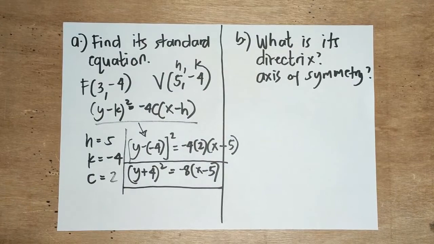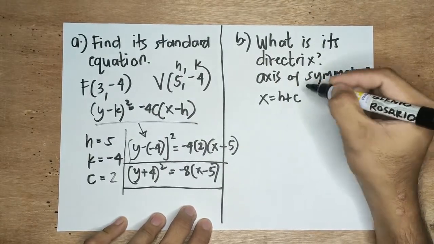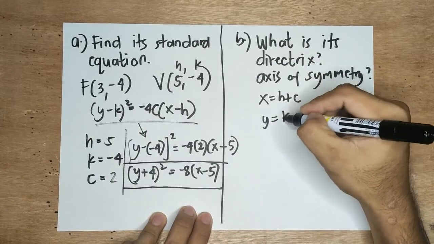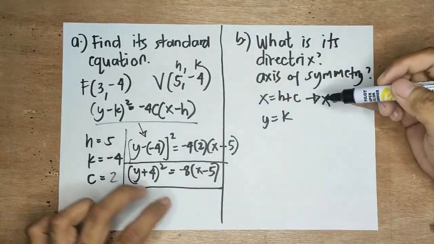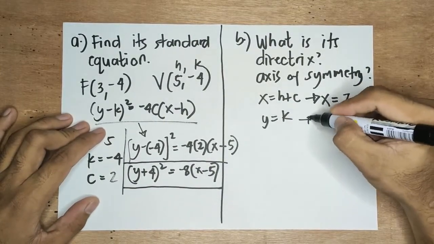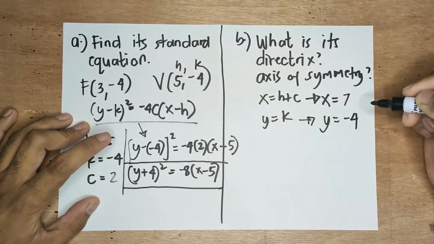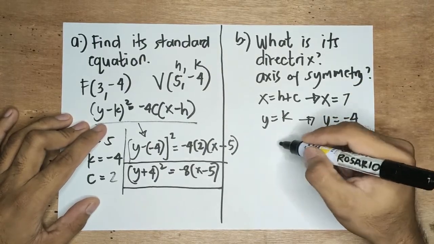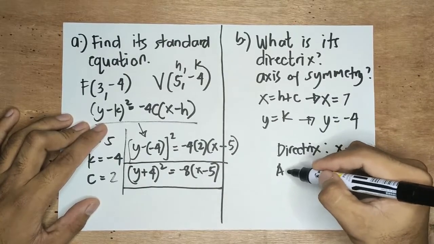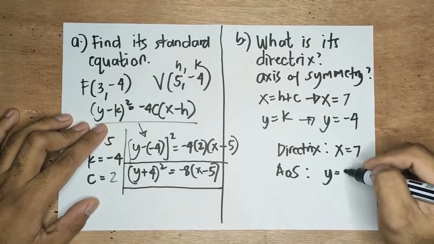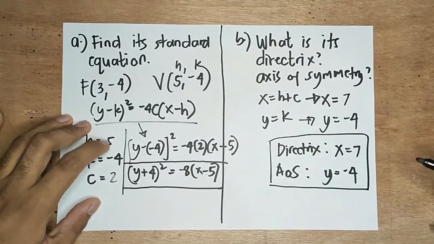Okay, second question, what is its directrix? How about the axis of symmetry? So kung babalikan natin yung table na pinrovide ko, yung formula ni directrix ay x is equal to h plus c, and yung formula ni axis of symmetry ay y is equal to k. So, meaning, we just add the values of h and c that we obtained here. We have h and c, 5 plus 2 is 7. And then the value of k is negative 4, so y is equal to negative 4. So, ibig sabihin, ito yung ating sagot. We have the directrix at line x is equal to 7, and the axis of symmetry is at line y is equal to negative 4. Okay? This is our answer.